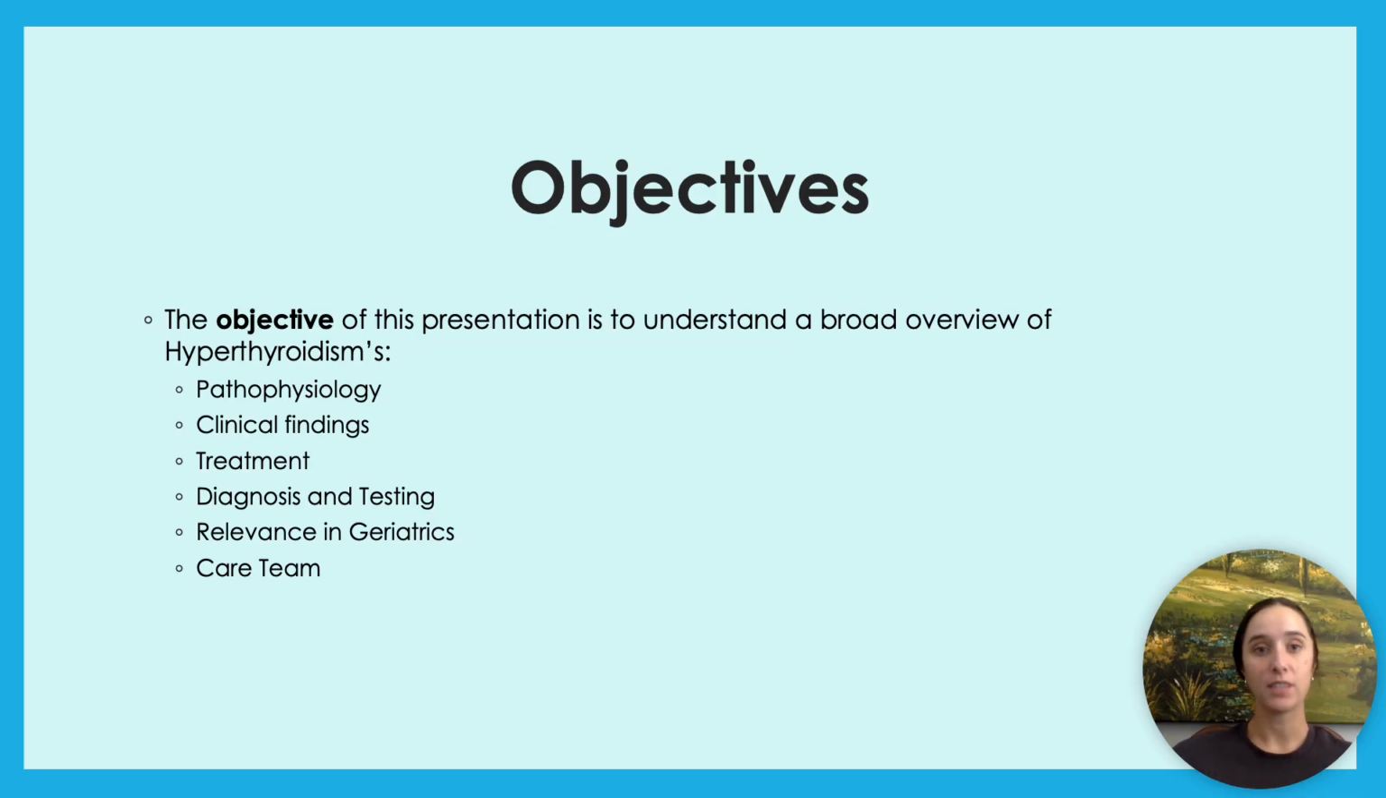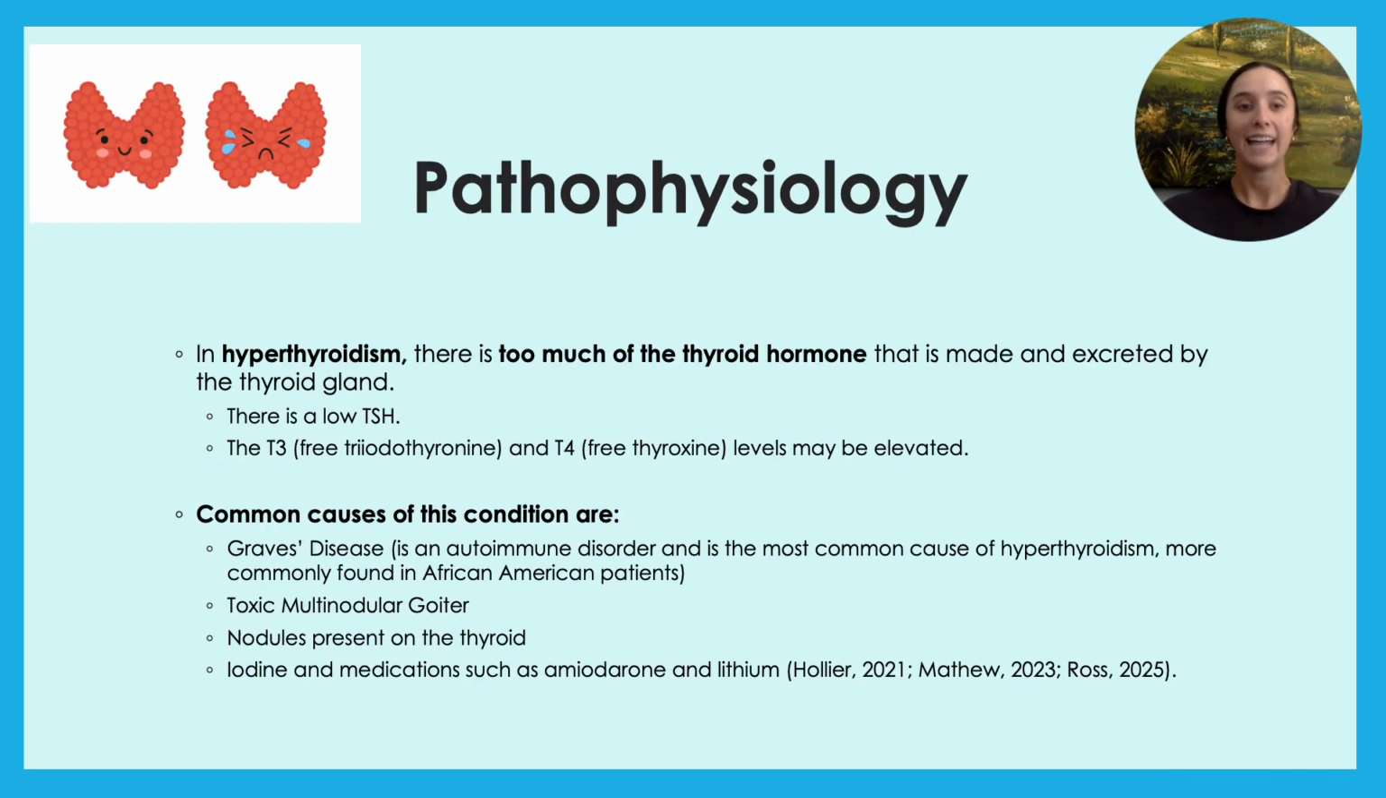The objective of this presentation is to understand the pathophysiology, some clinical findings, treatment, the diagnosis and testing criteria, how this is relevant in geriatrics, and the care team involved in treating hyperthyroidism. In hyperthyroidism, there is too much of the thyroid hormone that is excreted by the thyroid gland. This causes a low TSH and a possibly elevated T3 and/or T4.